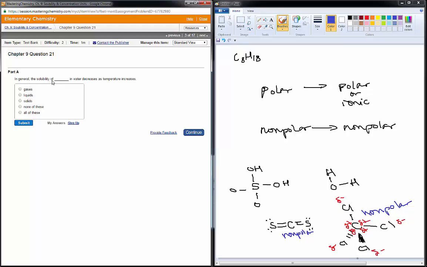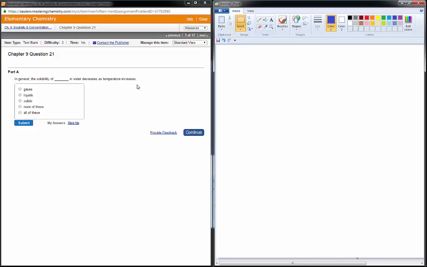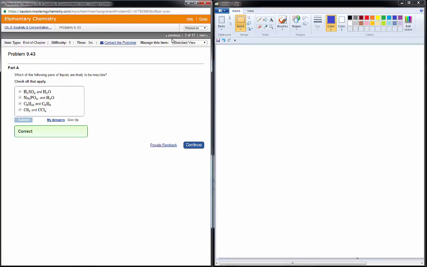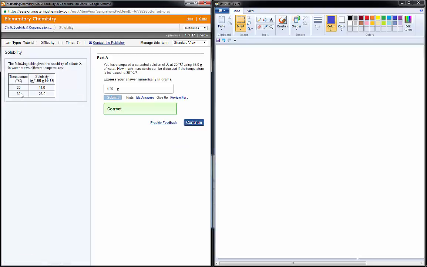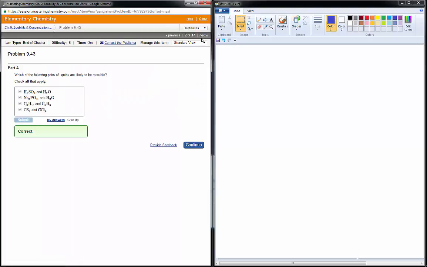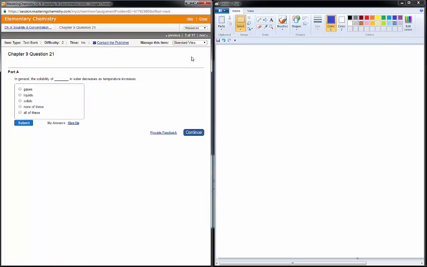In general, the solubility of something in water decreases as temperature increases. Now, usually solubility increases as temperature increases, as it was in the first problem that we looked at. We saw temperature increased, solubility increased. That's true for most solid solutes, like, for instance, sugar and salt.